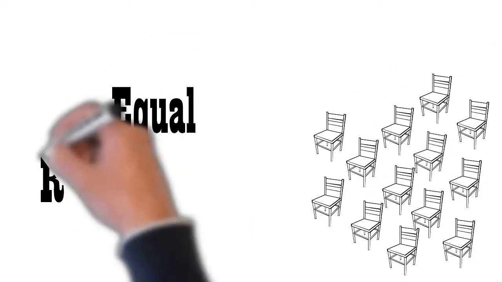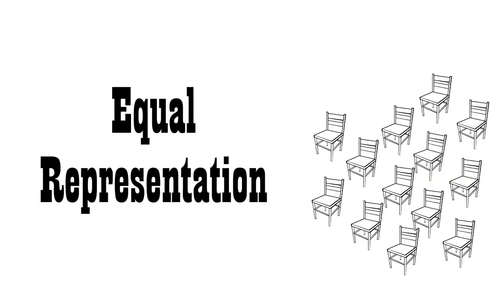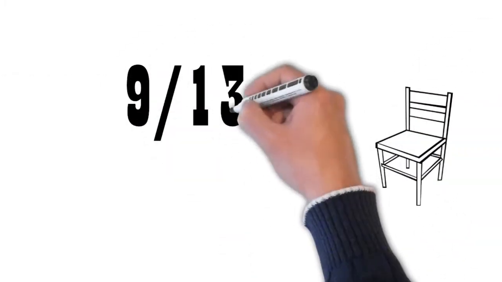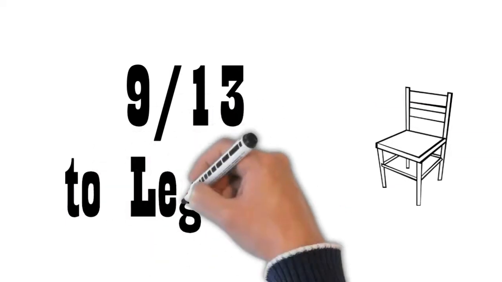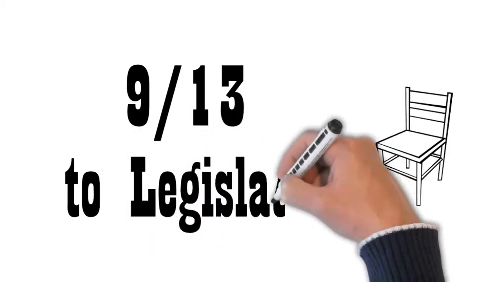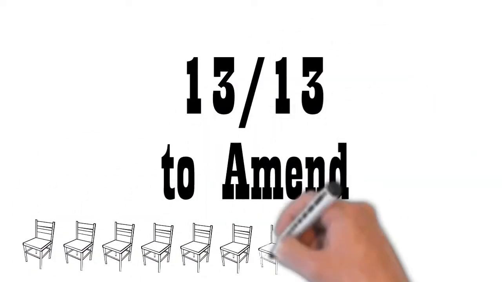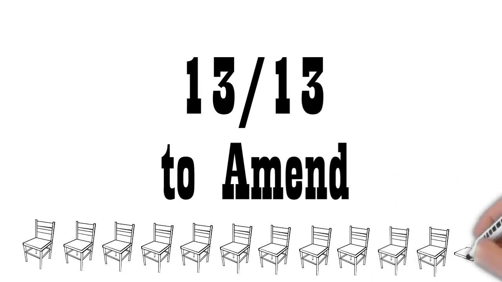Now, when you look at the governing part of it, each state had equal representation. They all had one representative in the central government, and each state had the same voice. To change a law or to make a law, they needed 9 of the 13 states to agree. But if they wanted to change the government, they needed all 13 states to agree. It had to be unanimous, and that's tough to do.